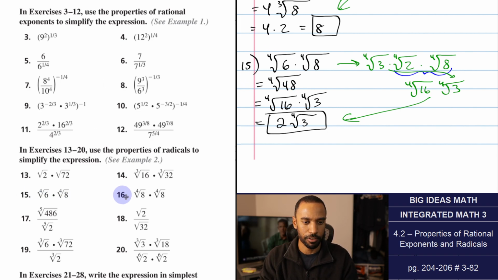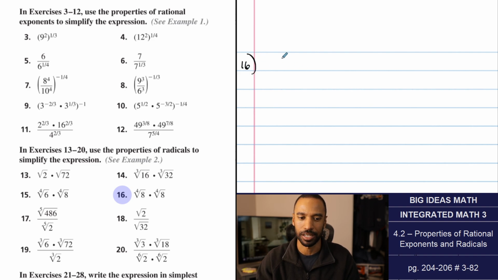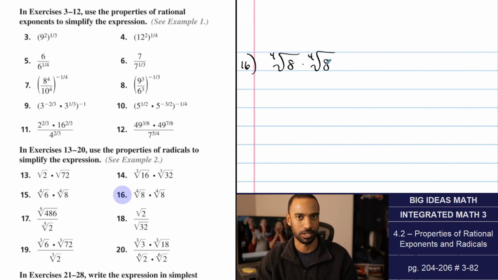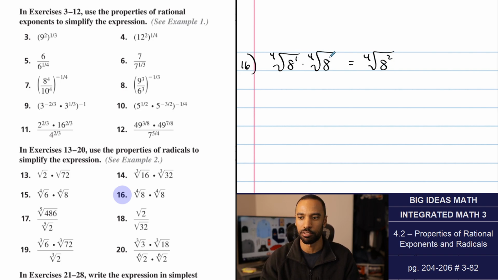Number 16, you have the fourth root of 8 times the fourth root of 8. I'm trying to think of clever ways to go about this one as well. Even cleverer than what we just did on the previous problem. You're probably not all about clever. You're like, just give me the answer. Sorry, that's not how we play. Here's the thing. I could even just write it as this. This is the fourth root of 8 squared, right? This is all 8 to the first, 8 to the first.